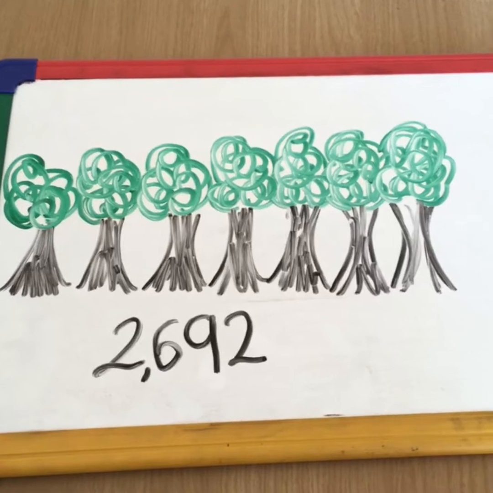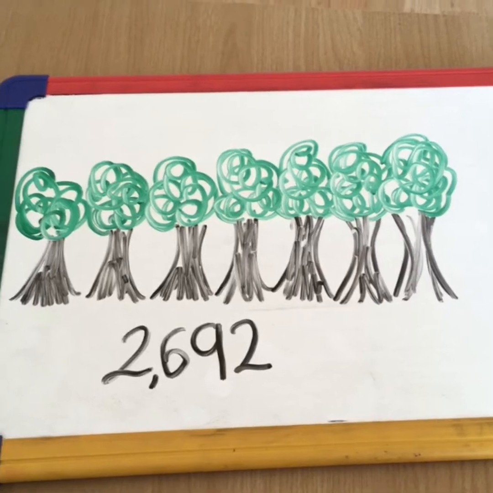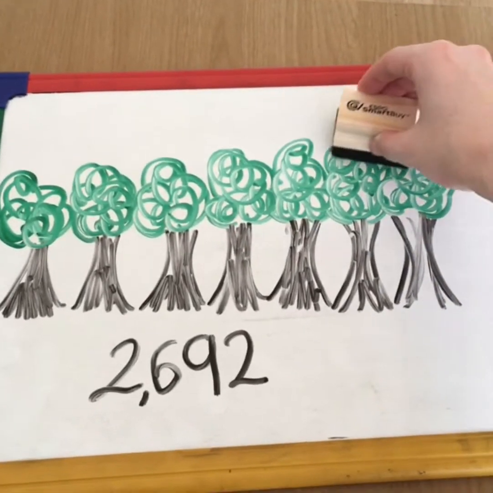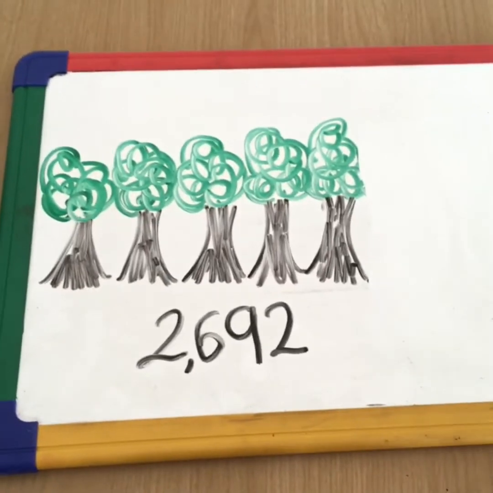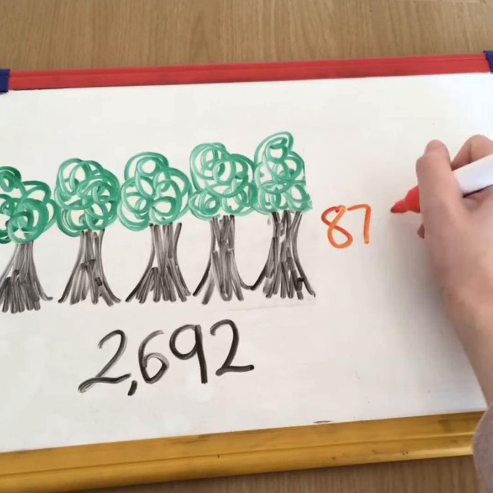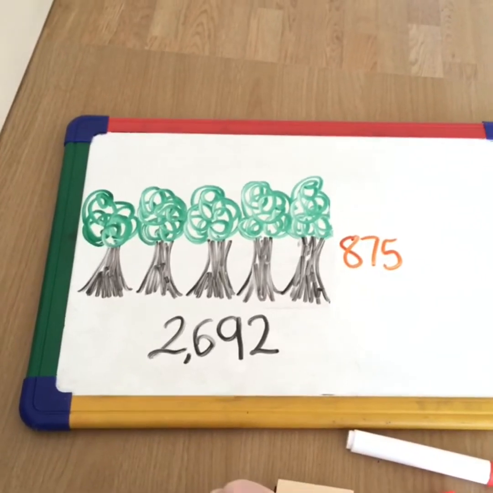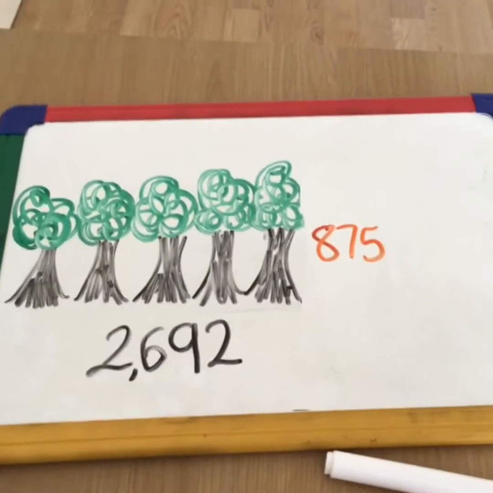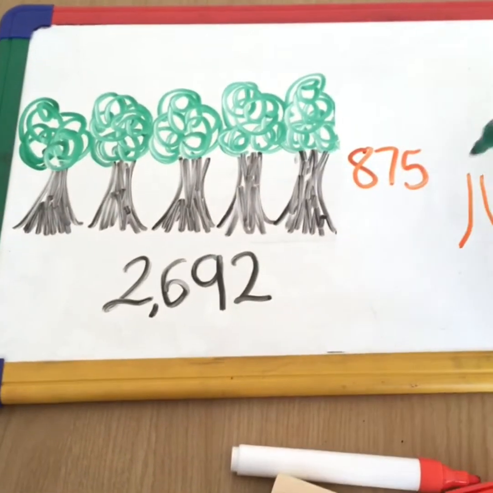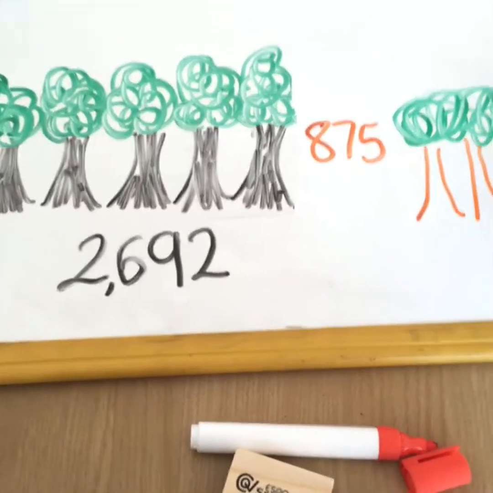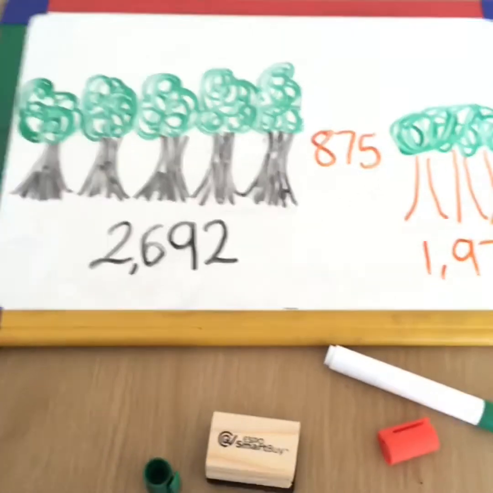So I've drawn my little trees. So I've got 2,692. Now, first of all, there were 875 damaged trees that were cut down. So I'm going to cut down these damaged trees over here. And I've cut down 875. Okay, they've gone. However, it also says that 1,975 new trees were also planted. So I'll draw some little trees because they've not quite grown just yet. So I've also gained 1,975 new trees.